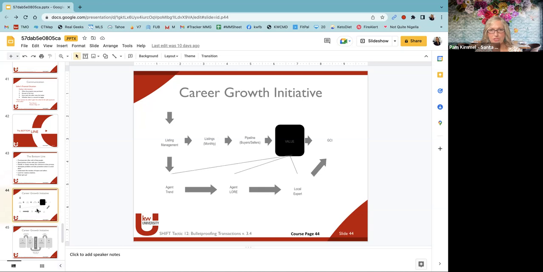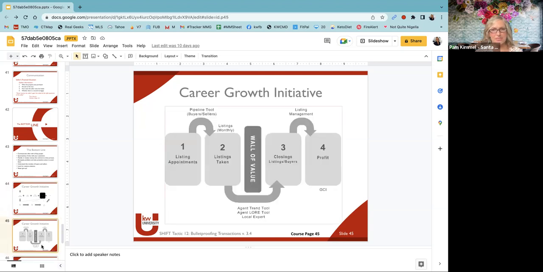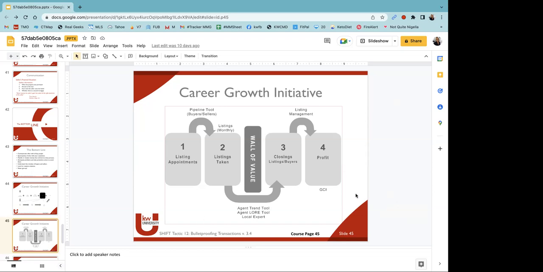Career growth initiative. So listing management, monthly listings, pipeline, buyer seller, value, GCI. I don't know what this is actually here. Listing appointments, taking listings. It's showing the roadmap to closing a listing and getting a profit, and the number 1 and 2 are what happened.